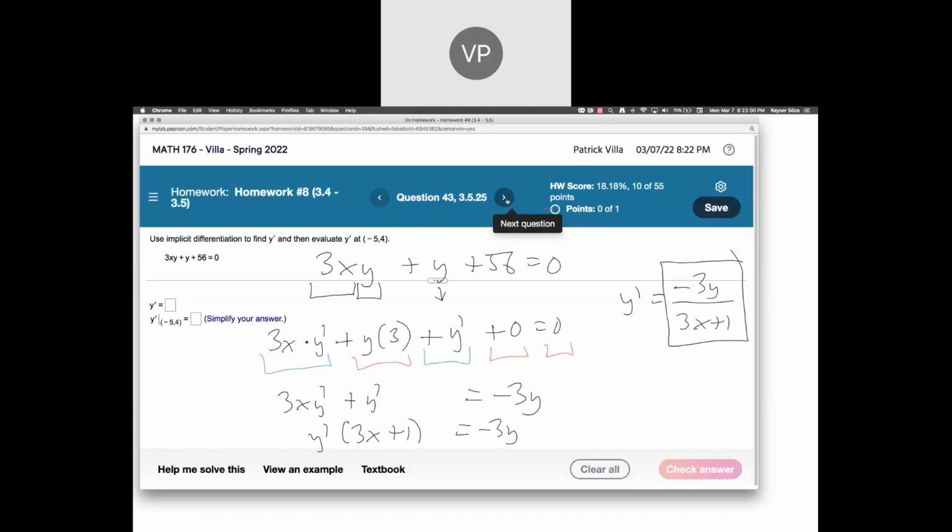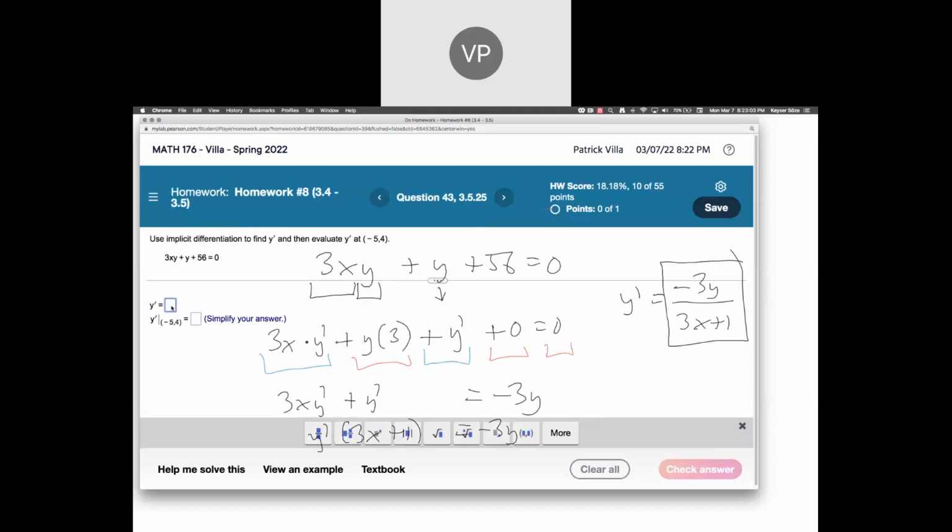They have an x and a y in it. So that's what I'm going to plug in right here. We have the negative 3y over 3x plus 1. And notice the negative is in front. It could be in front. It could be up here with this, as long as you don't put it on both. Okay? Doesn't matter as long as you have it somewhere there. Now we're going to plug in the point (-5, 4) into that said derivative that we just found. Okay, so everywhere you see a y, you're putting in a 4.